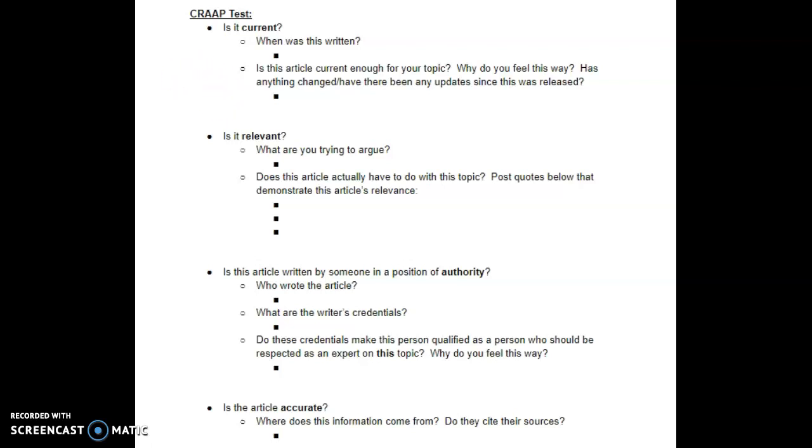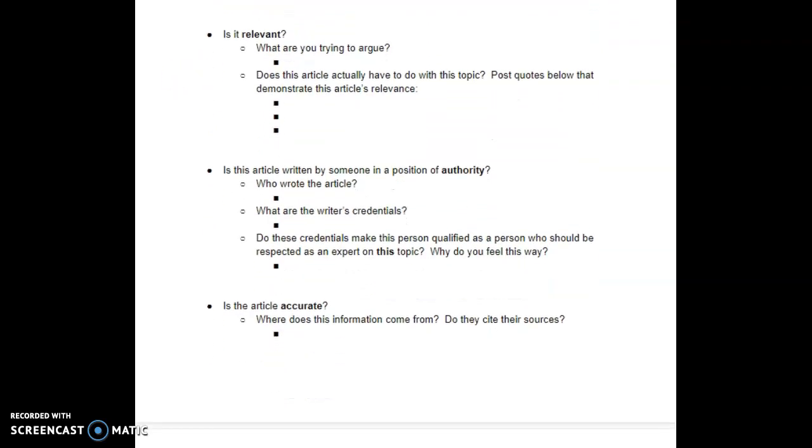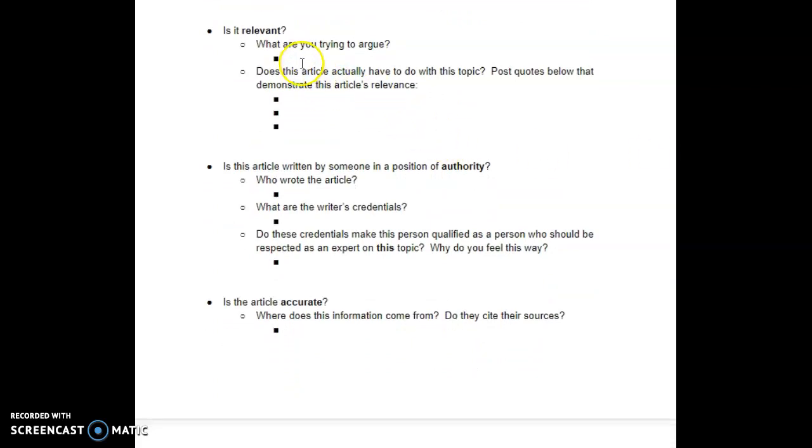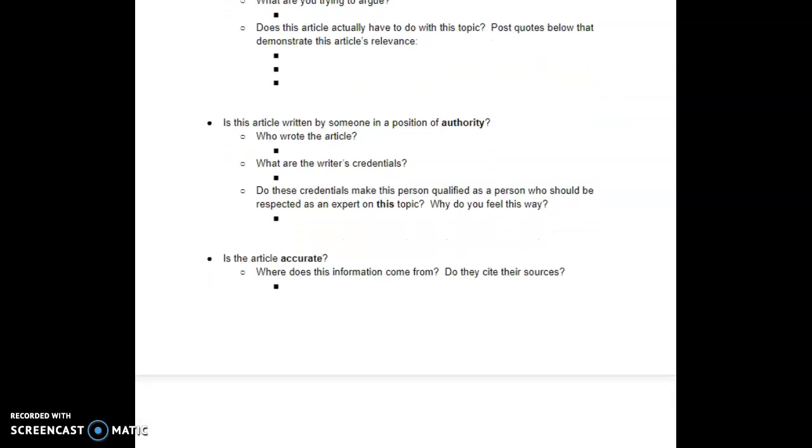All right. The next question that you need to ask yourself is, is this relevant? So what I want you to type right here is just what are you trying to argue? Okay. So are you arguing that America should have more strict gun control? America should have less strict gun control. That's all you're going to write right here in this bullet point. And then you're going to copy and paste some quotes from the article that show us that this article is actually talking about gun control and supporting or not your argument. Okay, so we're just making sure that this article is actually about what you're saying that it's about.